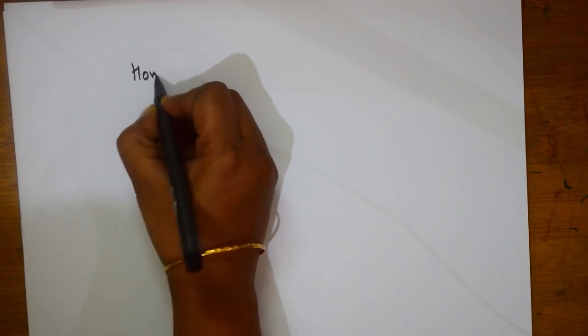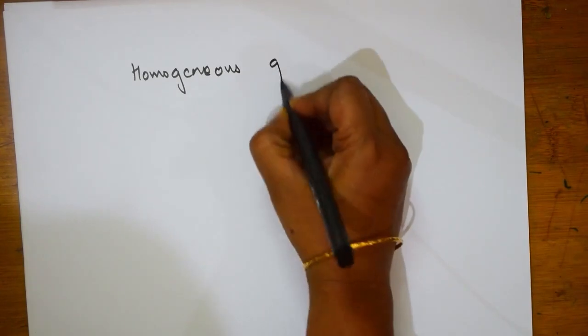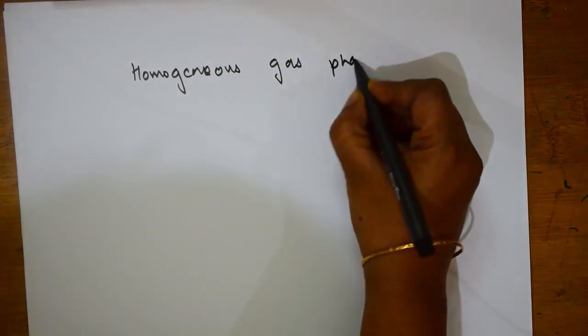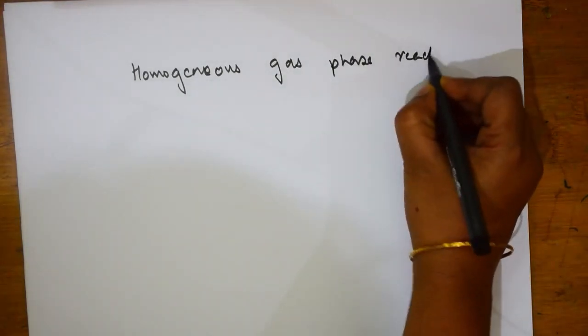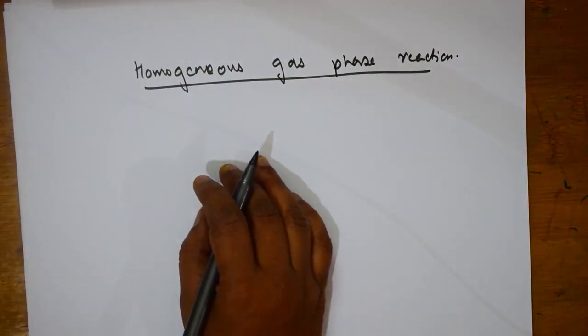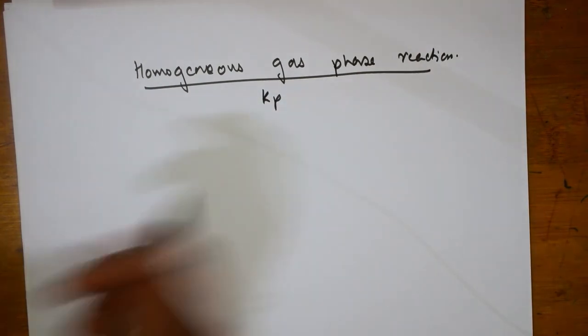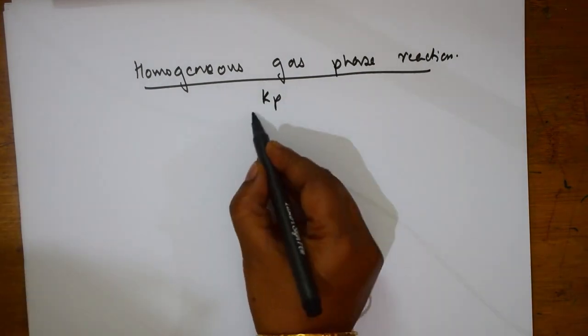In the next concept, I am going to teach you about the equilibrium constant when you have a homogeneous gas phase reaction, that means the reactants are in the gaseous phase. What will you write? Then we are going to represent the equilibrium constant by Kp. Kc was earlier, now Kp, this is a constant.